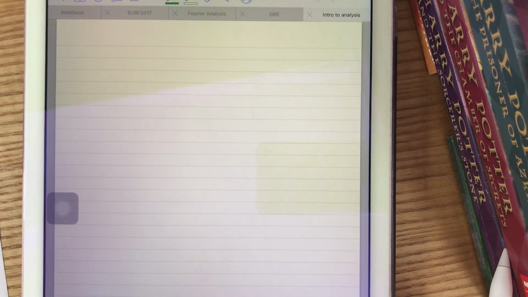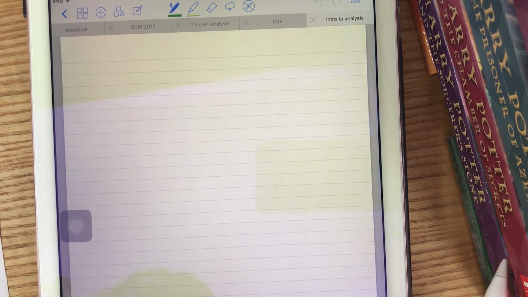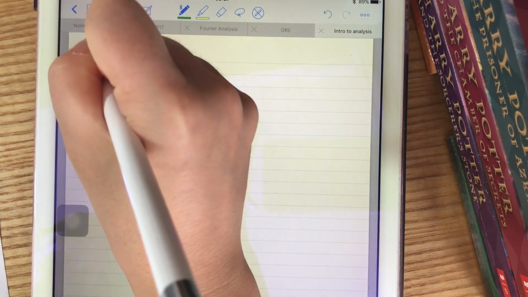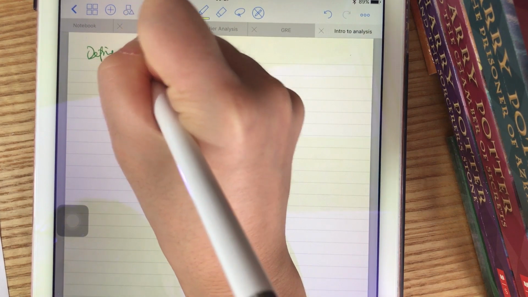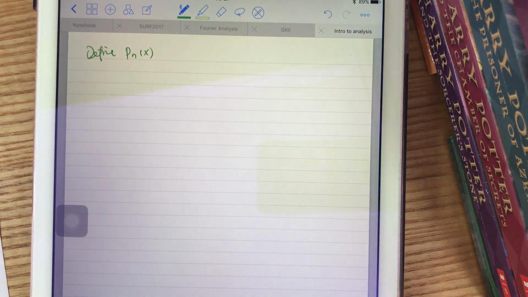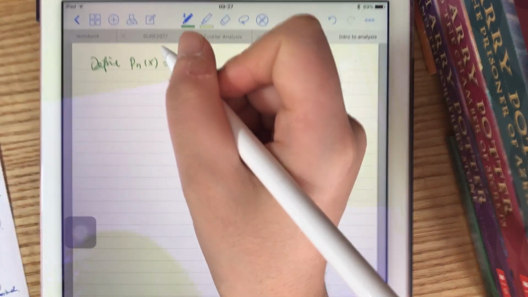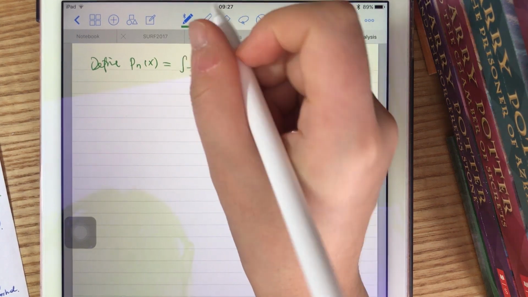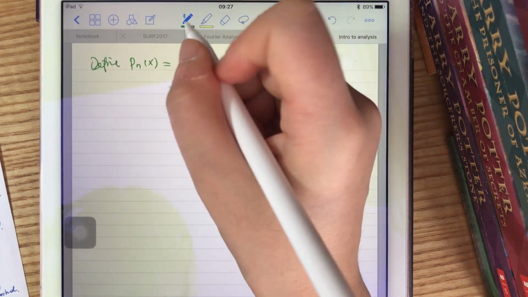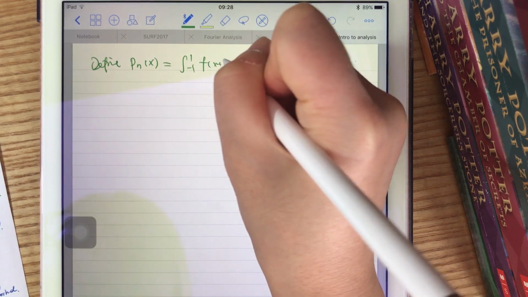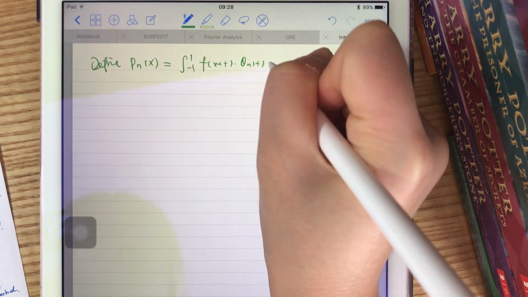So next part. We haven't gotten to the point of really constructing the polynomials, but now we are going to define the sequence of polynomials. So how can we define that? We define Pn(x) as follows. This is the sequence of polynomials we want to construct: Pn(x) equals the integral from -1 to 1 of f(x + t) times Qn(t) dt.